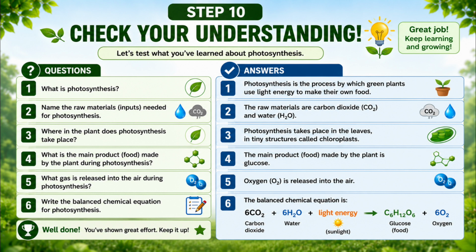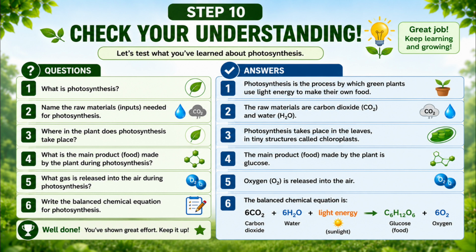Question 2. Name the raw materials or inputs needed for photosynthesis. Answer. The raw materials are carbon dioxide and water. Question 3. Where in the plant does photosynthesis take place? Answer. Photosynthesis takes place in the leaves, inside tiny structures called chloroplasts. Question 4. What is the main food product made by the plant during photosynthesis? Answer. The main food product is glucose.